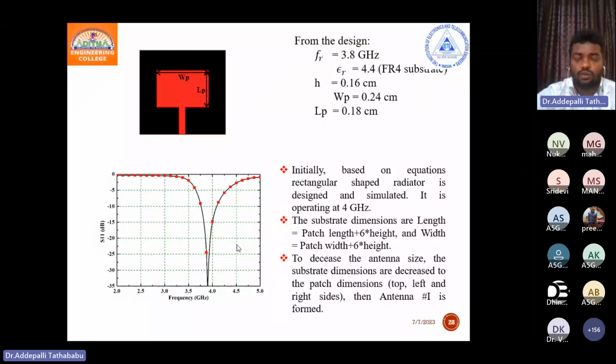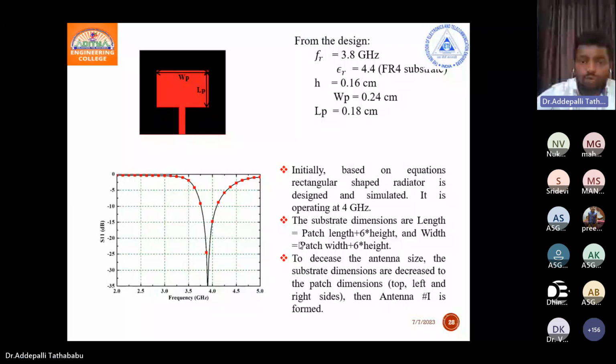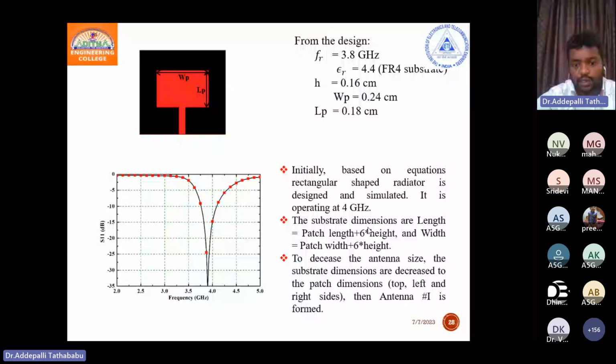So till now, if you want to design the antenna at a particular frequency, by using those equations we can design the antenna. Here, the substrate dimensions I already told you: the substrate length is the patch length plus 6 times H, and the substrate width is the patch width plus 6 times the height. That is the substrate dimensions. Now, here one key point we have to observe.